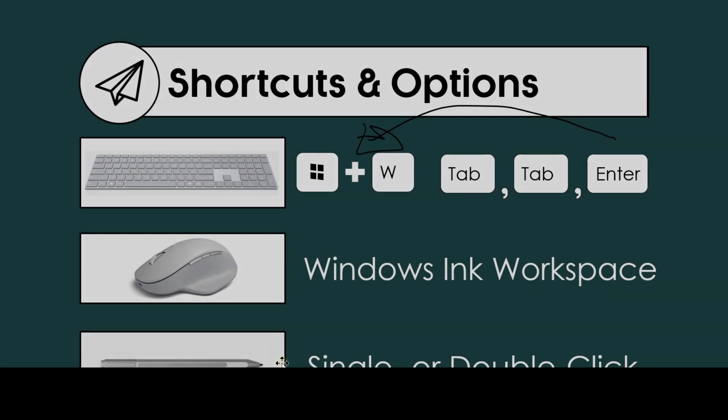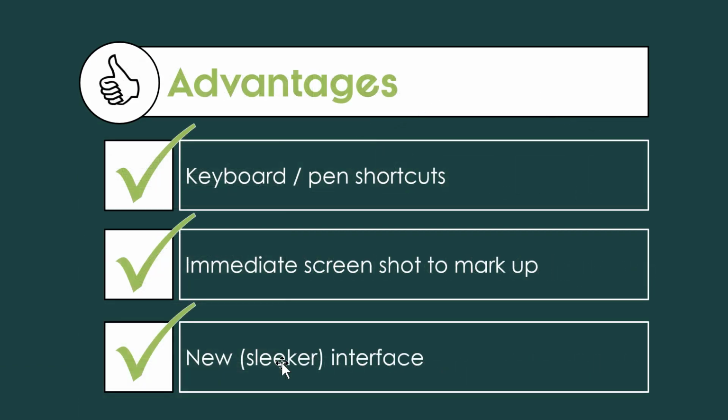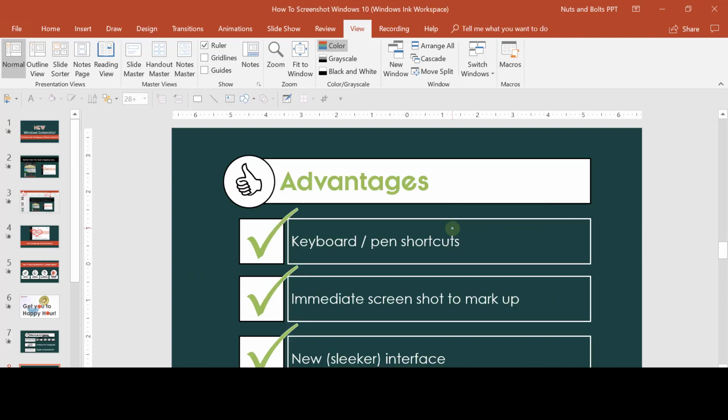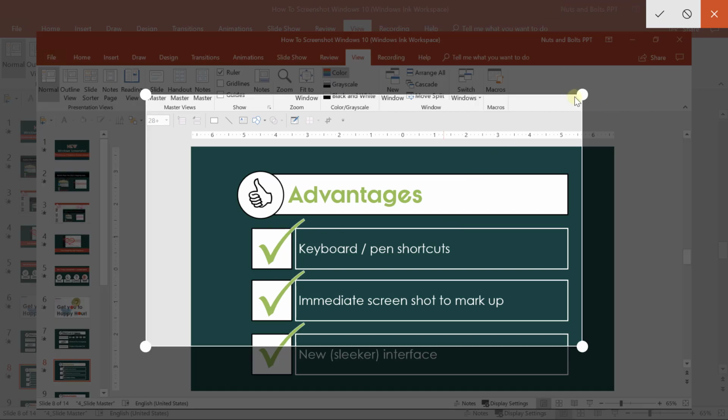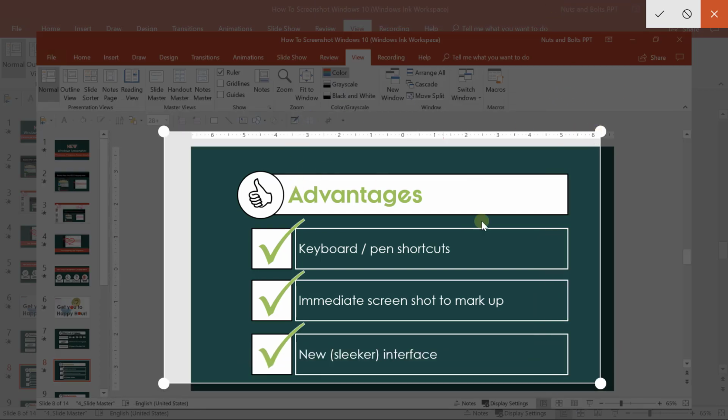Speaking of some of the advantages of this technique, it just automatically has keyboard and pen shortcuts associated with it. It's also nice that it immediately takes a screenshot of whatever you're looking at and allows you to mark it up. Instead of that, with a double click, I get an immediate screenshot. You could then crop and resize this, but you don't have to start by clicking and dragging. So that's another nice feature of this.